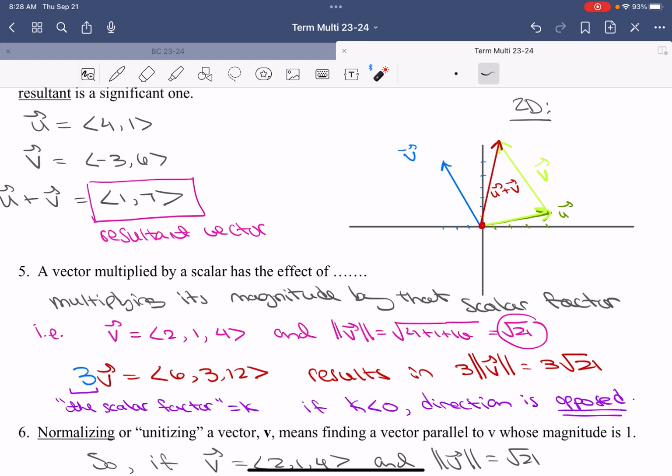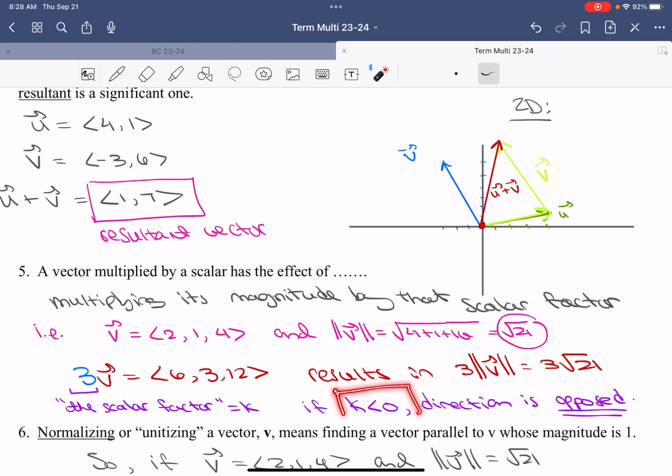And as you can imagine, if k is positive, the relationship between v and 3v is that they're still pointing in the same direction with different magnitudes. If k becomes negative, that changes the direction perfectly oppositely. So k being less than 0 will result in a vector that is oppositely directed to the original vector.